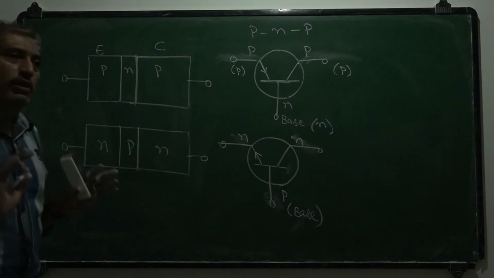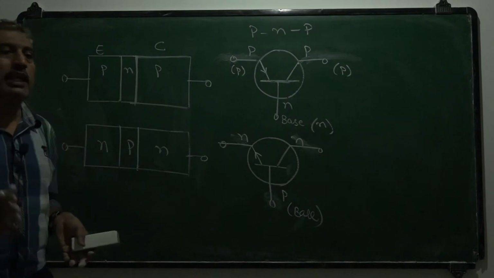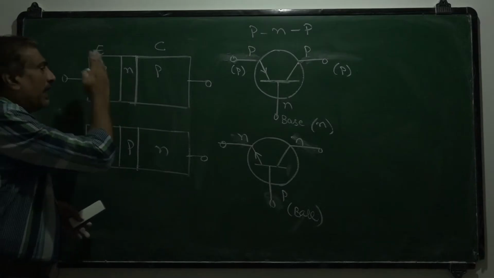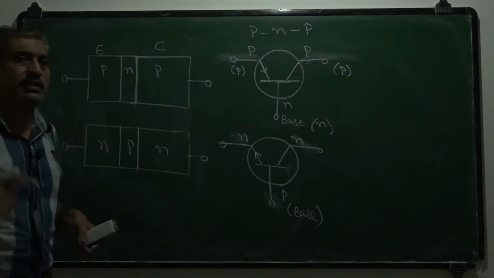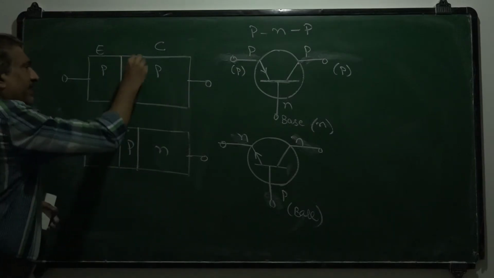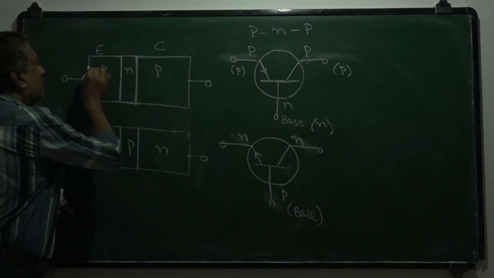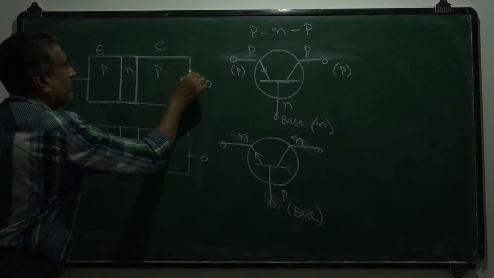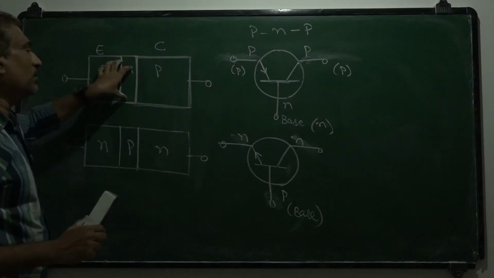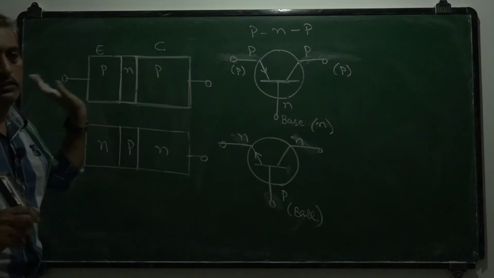And about the doping concentrations, emitter is highly doped compared to the other two regions, collector is moderately doped, and base is very lightly doped. And about the physical size or thickness, base is a very thin layer, emitter is of moderate thickness, and collector is of larger thickness. The physical size of collector is large compared to the other two, and base is very small in size out of these three regions.